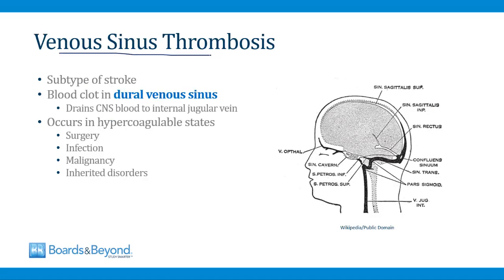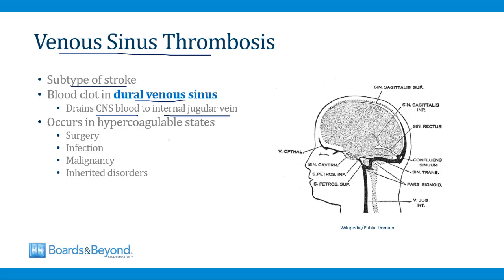Let's talk about venous sinus thrombosis. This is a rare subtype of stroke. In this type of stroke, there's a blood clot in the dural venous sinus, which is the structure that drains blood from the central nervous system to the internal jugular vein. So when this occurs, blood will back up in the venous structures in the head.